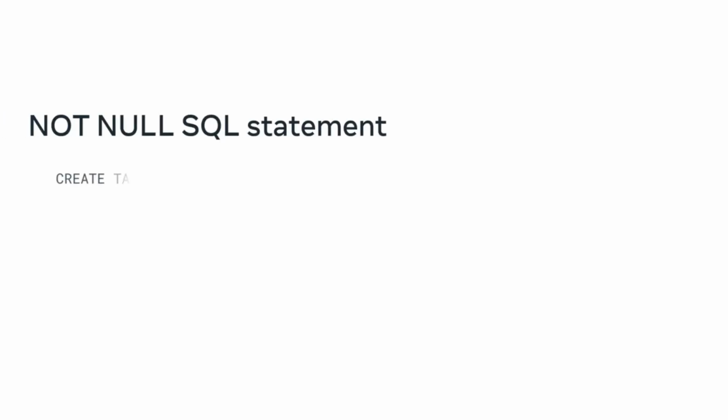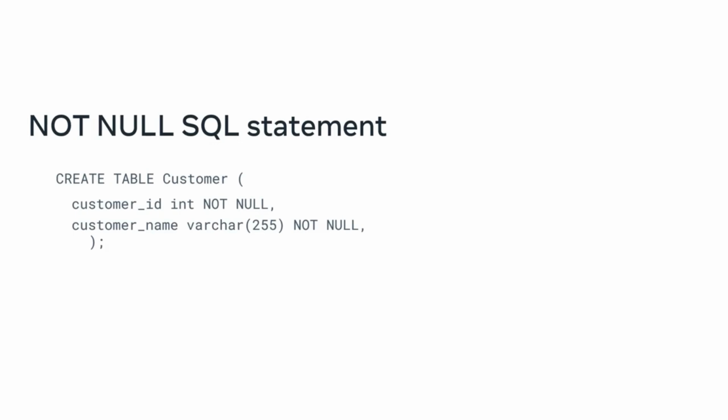A typical not null SQL statement begins with the creation of a basic table in the database. I can write a create table clause followed by customer to define the table name, followed by a pair of parentheses. Within the parentheses, I add 2 columns, customer ID and customer name. I also define each column with relevant data types, int for customer ID as it stores numeric values, and varchar for customer name as it stores string values.